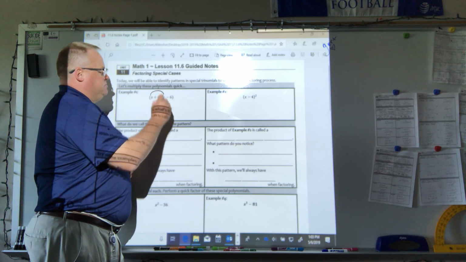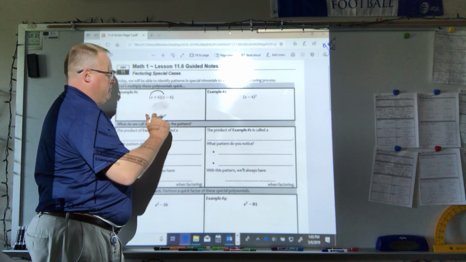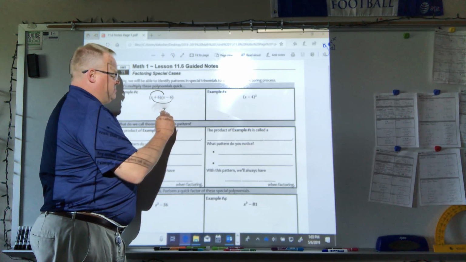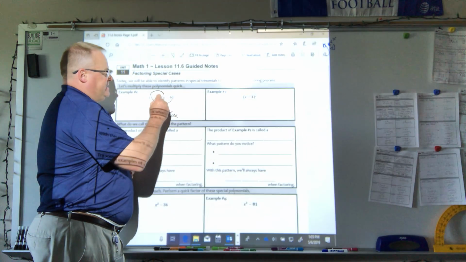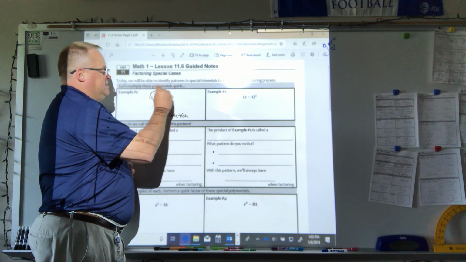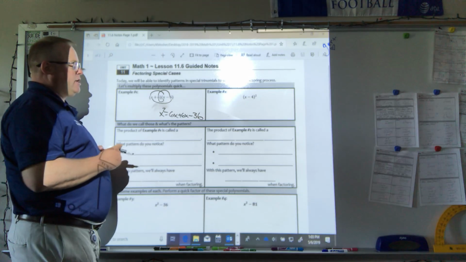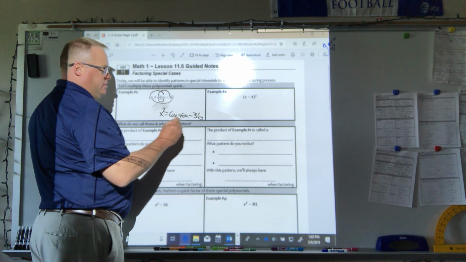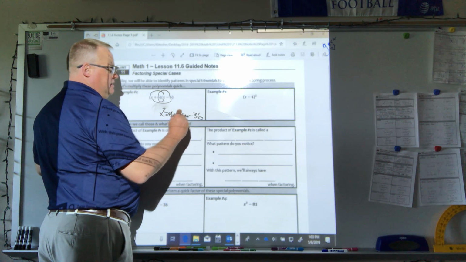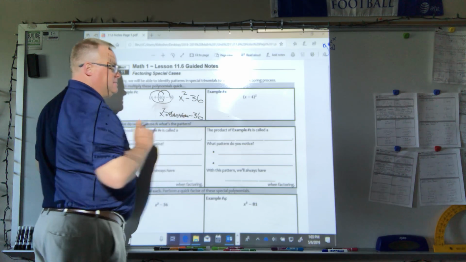I'm going to take the first terms and get x times x, or x squared. Outside terms, x times negative 6, or negative 6x. Inside, 6 times x, or positive 6x. And then my last, 6 times negative 6, or negative 36. When I combine like terms, I notice that the negative 6x and positive 6x cancel each other out, leaving me just x squared minus 36.